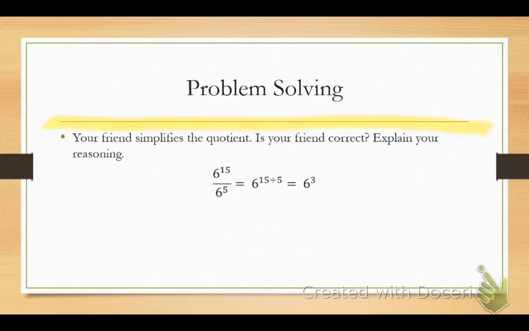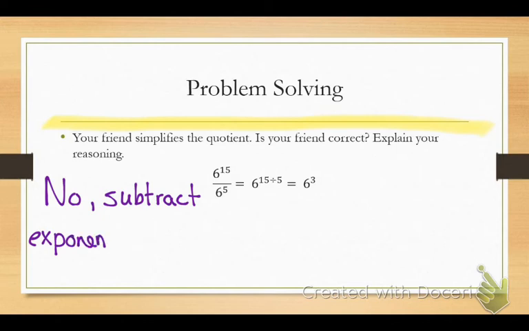Kendall, did she work this correctly? No. What did she do wrong? Okay. Yes. Okay, so the answer is no. You're supposed to subtract, not divide. Subtract exponents, not divide. All right? Just something along those lines. So when we do it correctly, 15 minus 5 is 6 to the 10th power.